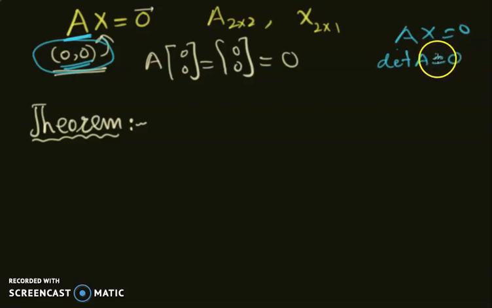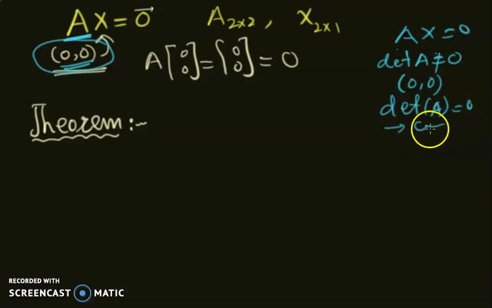Let me correct myself. If determinant of A is non-zero, then the system has only a unique solution, and the unique solution is going to be this one. What if the determinant of A is 0? What will happen if determinant of A is 0? Well, in this case there will be infinitely many solutions. In fact, we will have a line of equilibrium points.